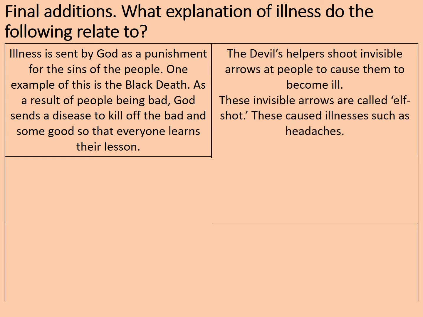The devil's helpers shoot invisible arrows at people to cause them to become ill. These invisible arrows are called elf shot. These cause illnesses such as headaches. In fact, we still have a hangover of this in our modern language. If someone suffers a stroke, which we now understand to be the brain having a problem, this is not something that people in the Middle Ages would have been able to understand, so they believed that instead they had been struck by an elf's arrow. I like to think of medieval people finding the stone arrowheads of prehistory in the ground and wondering where on earth they came from, and perhaps supposing that they came from the elves. Anyway, which section does that go in?